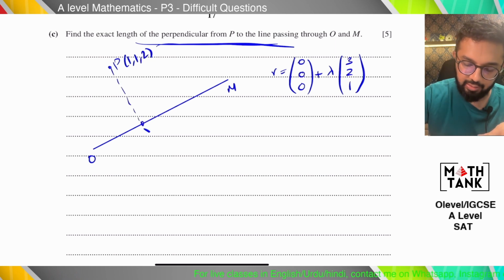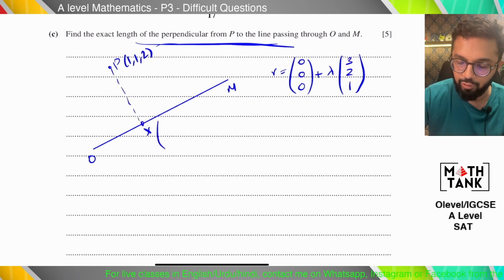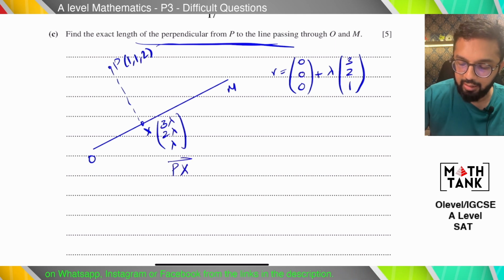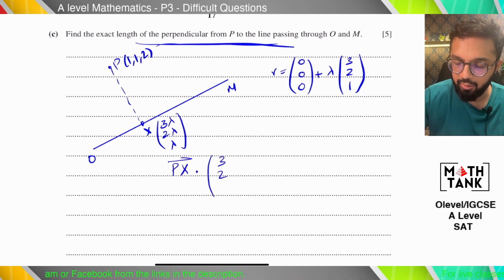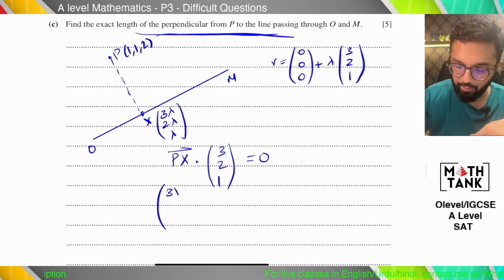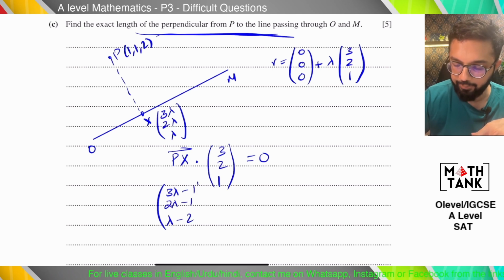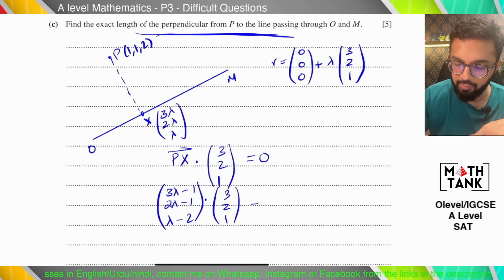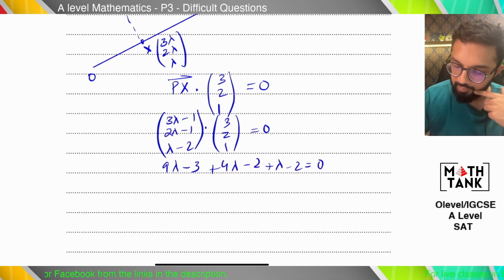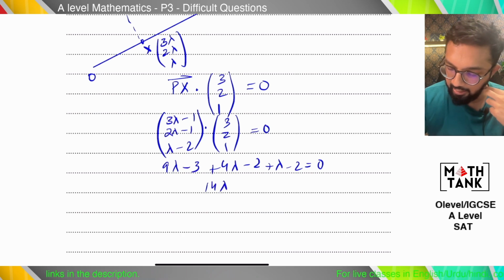So when I am trying to find this, I'm going to label that X and say that this will have the general coordinate of the line. So that's 0 plus 3 lambda, 0 plus 2 lambda, and lambda. Then what I'm going to say is that PX is going to be perpendicular to the directional vector of the line. How do I calculate PX? It's OX minus OP. So 3 lambda minus 1, 2 lambda minus 1, and lambda minus 2. The same process that you've seen before. I think this is an easier question to do because it has easier numbers as well. 14 lambda, and I'm getting 7.